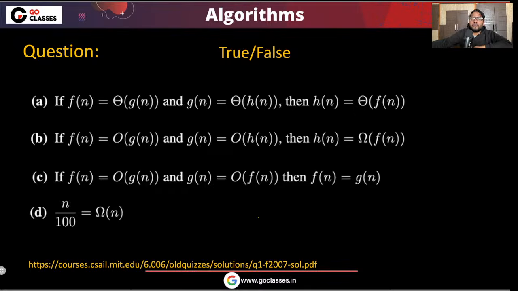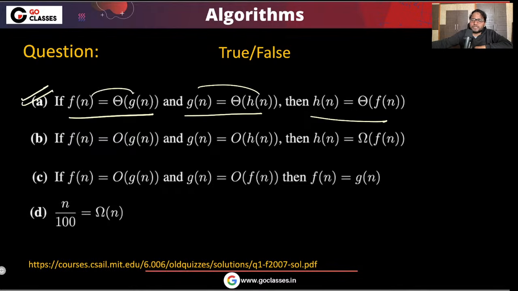Okay. Now let's see this question. This question I have taken from MIT. Just tell me which is true. If theta is the relation between fn and gn, and here also theta, can you say this is theta? Yes, right? If these two are equal, then obviously these two are equal.